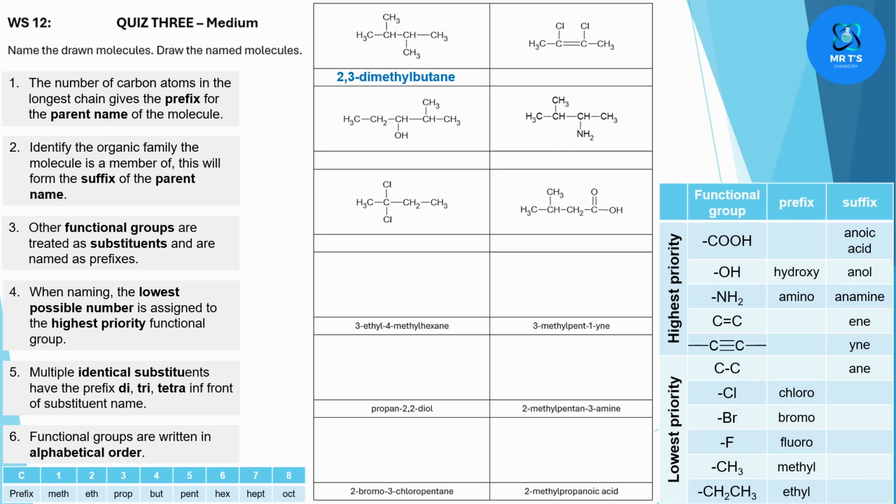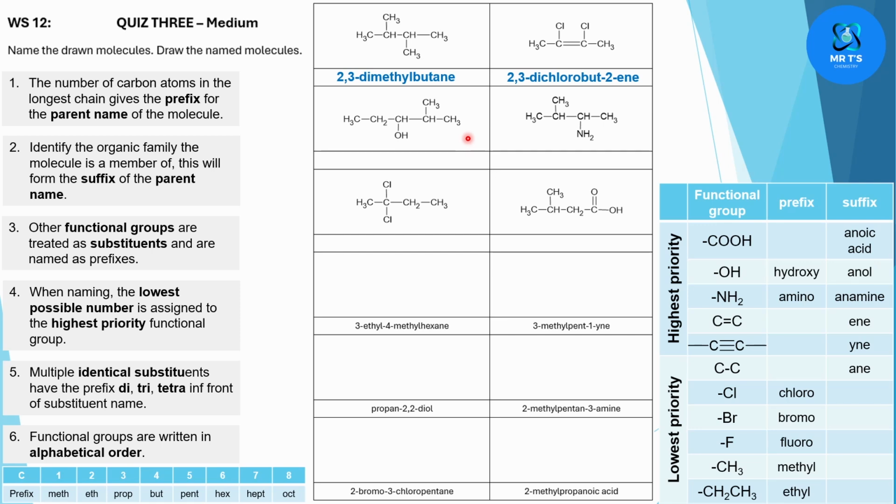The second molecule we have here, our longest chain, also has 4 carbons, but it does have a group that is going to change its name. There's a double bond here, so the suffix is going to be ene, so this is going to be butene, but it's going to be but-2-ene because the double bond is off the second carbon. But there are also 2 chlorine substituents here, so it's going to be 2,3-dichlorobut-2-ene.